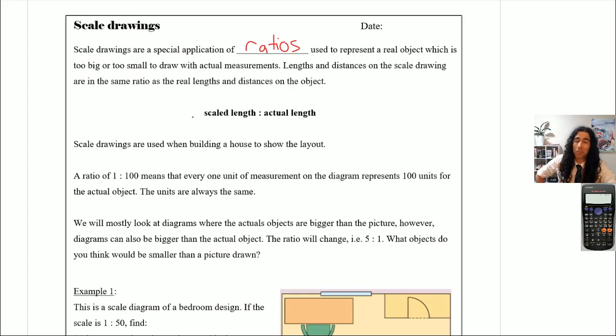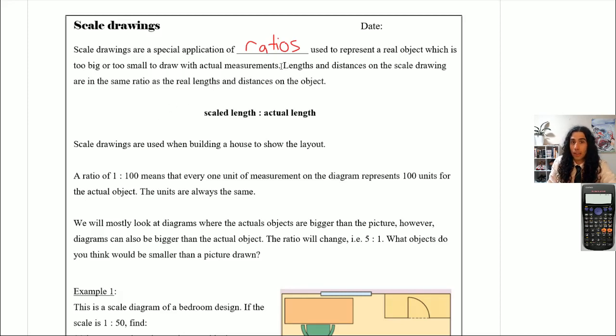Same thing with a bacteria. They say, oh, show me a drawing of a bacteria, but make it the right size. It's like, oh, too small. You can't draw that small. No, we're going to use scale to make it big enough so that we can see it. So we use ratios there. This is all about ratios when we're doing maps and scale drawings. All right.